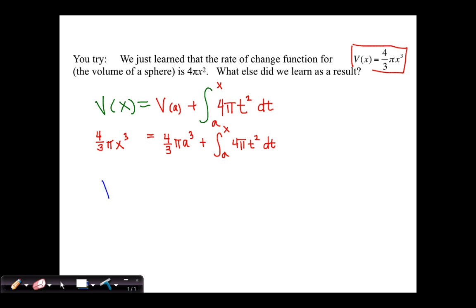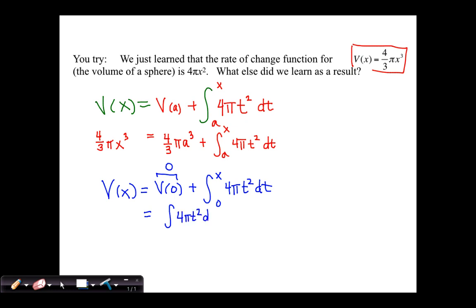I could think of this v of x as being v of 0, which is 0, plus an integral from 0 to x of 4 pi t squared dt. And that would obviously be the same as just, since v of x is 0 when x is 0, or v of 0 is 0, we could write the integral of 4 pi t squared dt from 0 to x, and call that v of x.